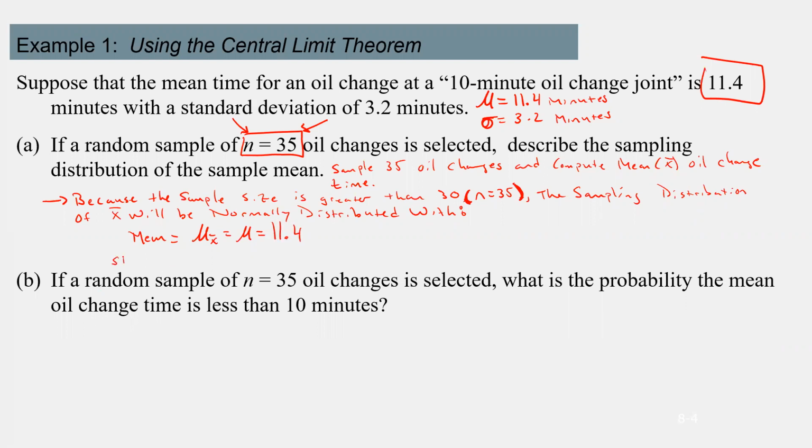And now we can find the standard deviation, which I'll call the standard error. That's equal to sigma X bar. And the formula is you just take the population standard deviation and you divide it by the square root of n. Okay, so you're going to take the standard deviation here that was given to you, 3.2, and we're going to divide it by the square root of 35.